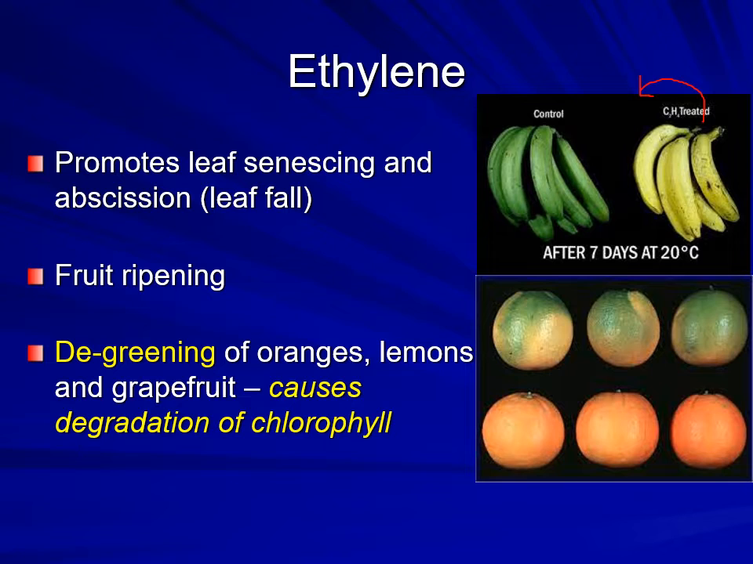I already mentioned the degreening of oranges. So this is what oranges typically look like when they're ripe. Not nice and bright orange, but the pigments, the accessory pigments that are not chlorophyll, like carotenoids and anthocyanins, are not degraded by ethylene, so they're left behind, which gives you that nice orange color.